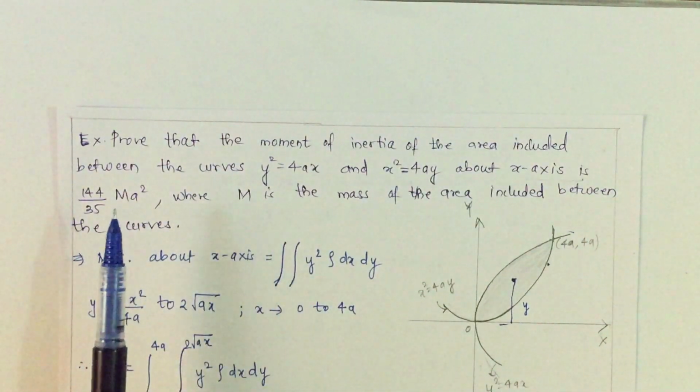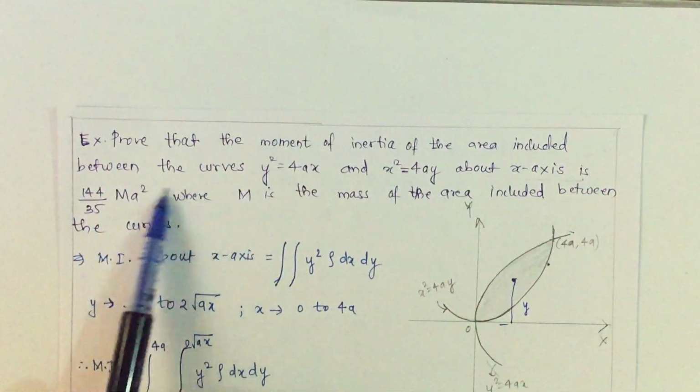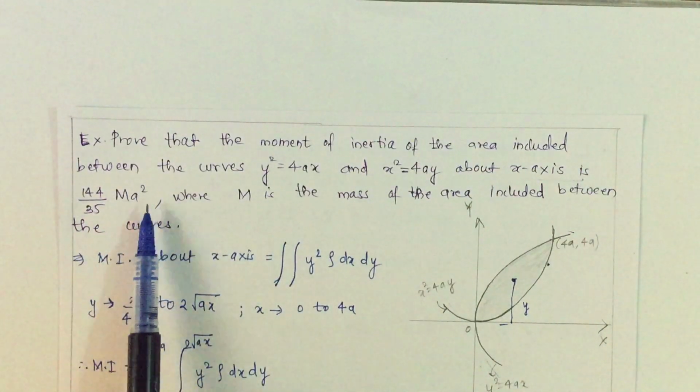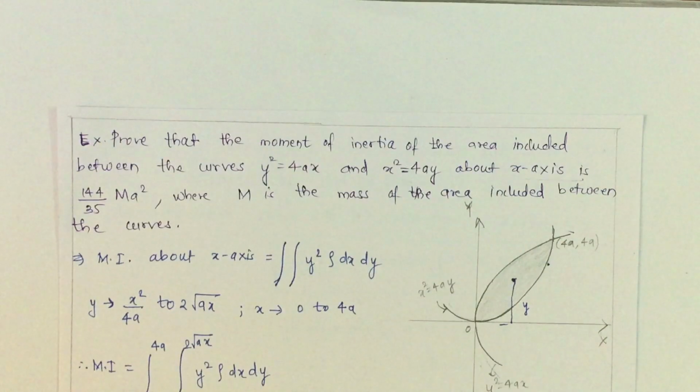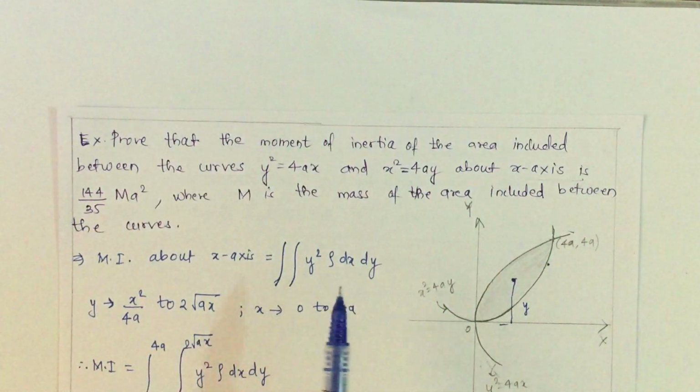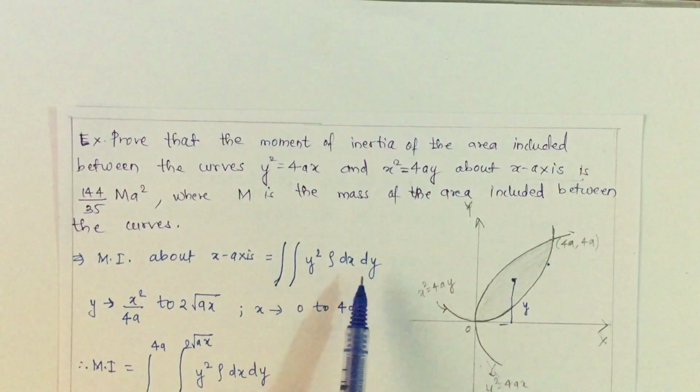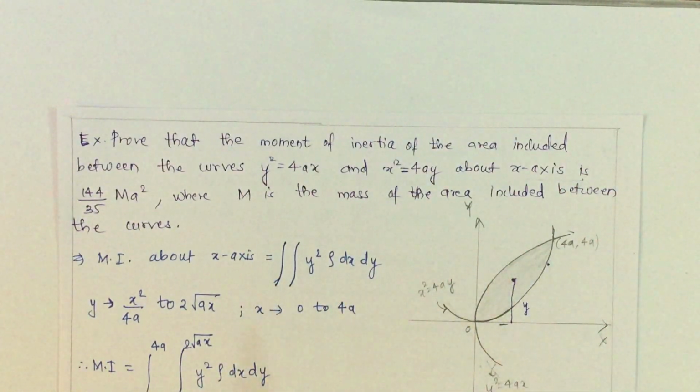Now in the question it is mentioned in the form of mass. So we have to find out the value of mass. Since mass has come, obviously density is included. So we consider variable density here in the example. So this becomes y square rho dx dy, since we have to calculate for an area.